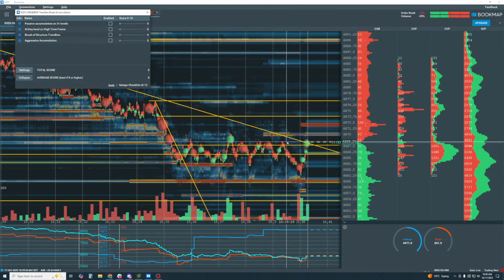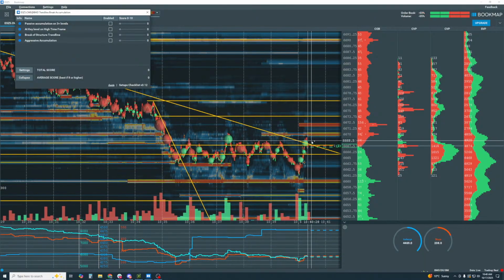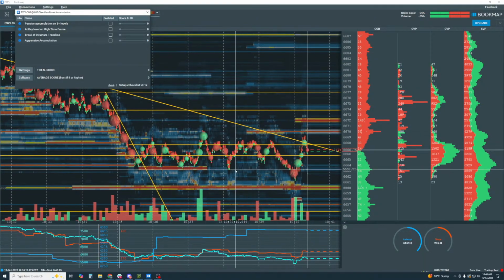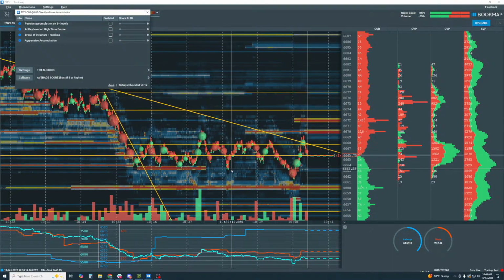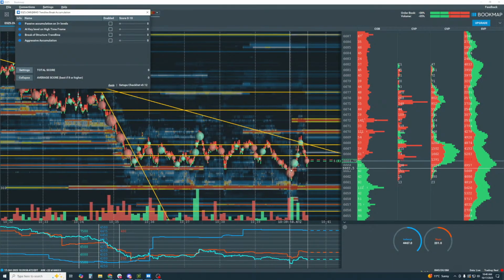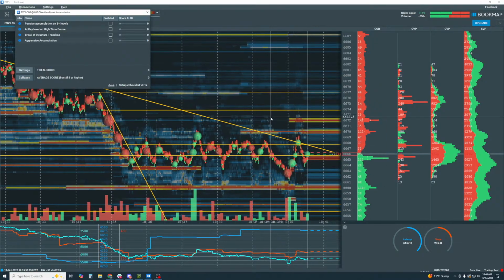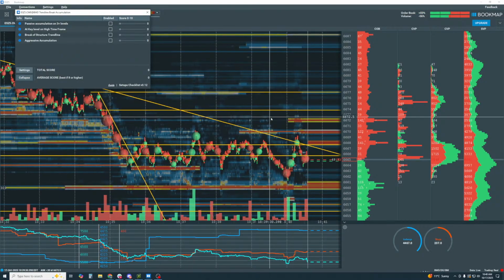All right, interesting one. So buyers now up at the top level here, after this breakdown here failed. And let's see if we get this or not.